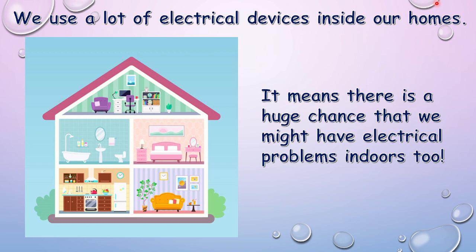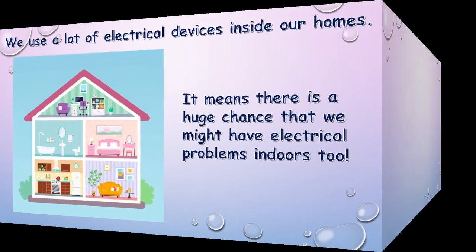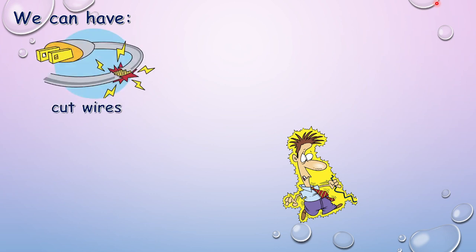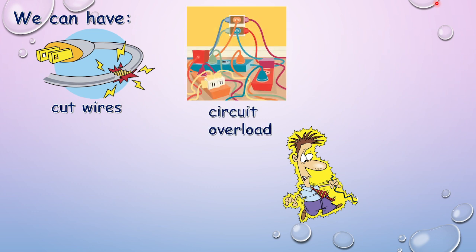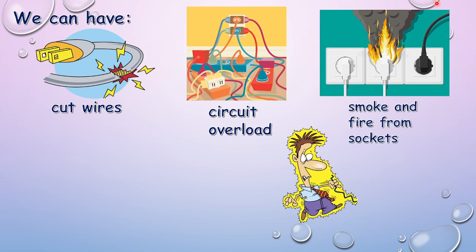Okay, now it means there is a huge chance that we might have electrical problems indoors too. Because we use a lot of electrical devices indoors, there is also a big chance that we can have electrical problems, right? Like, for example, we can have cut wires like these. Or you can have circuit overload. When you say circuit overload, sometimes there's fire in your plugs, or you can smell electricity, because it has many plugs.